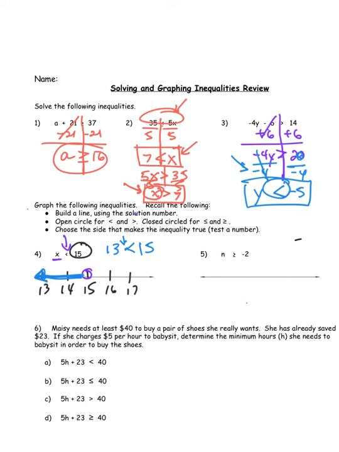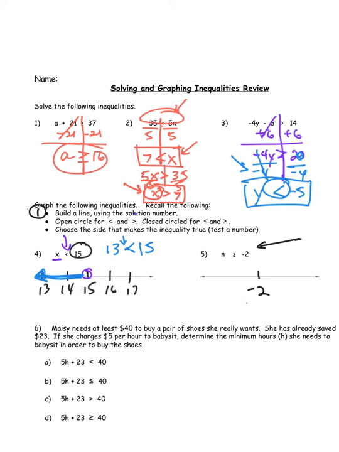So let's start this process over again with problem number 5. First, we want to build the line. So if I look at this, I'm looking at negative 2. So I'm going to put negative 2 in the center.